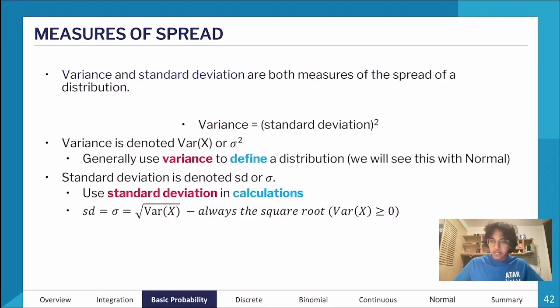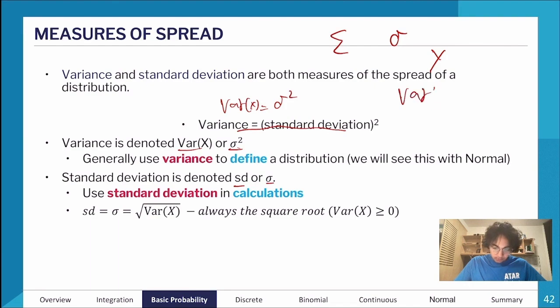Standard deviation is usually denoted with an SD or lowercase sigma. You probably remember me calling this sigma, that's uppercase, and this is just a lowercase sigma. So variance can also be denoted as sigma squared, right? Because var of x is equal to sigma squared. Variance is also represented with variance of whatever variable, so if your event is shown by y, you'd be dealing with var of y and not var of x.